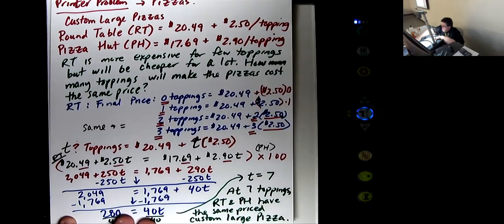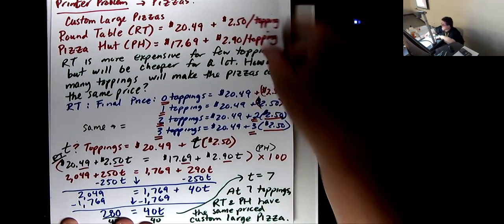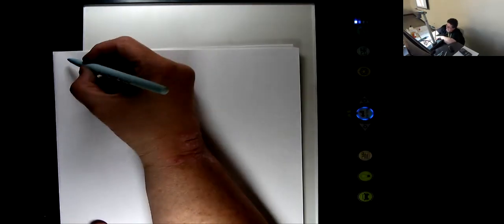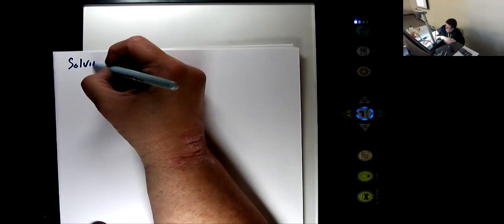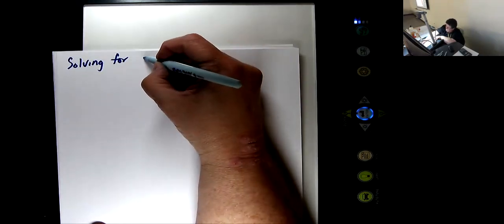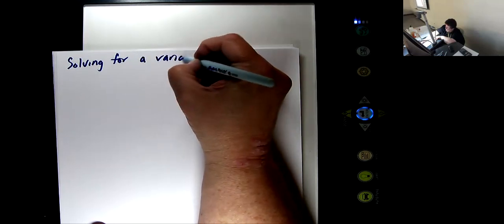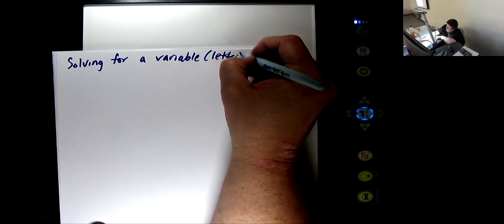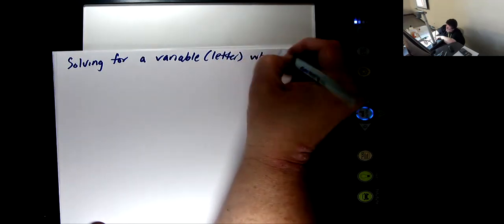All right, we got one more type of problem on here that shows up on the test. Are there any questions on this? So there's one type of question on the test. It's when you're solving for one variable, or letter, when there's other variables present.